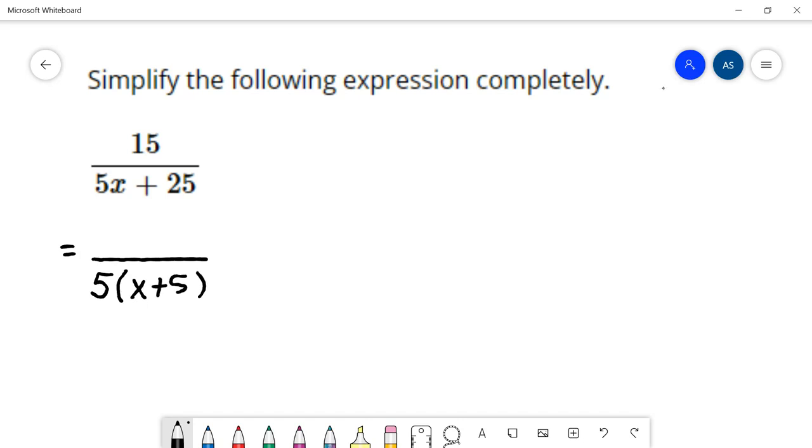Now that I see that I have a factor of 5 in the denominator, let's write 15 in factored form. 5 times 3. And now we have a common factor of 5 that we can cancel out. And this fraction simplifies to be 3 over x plus 5.